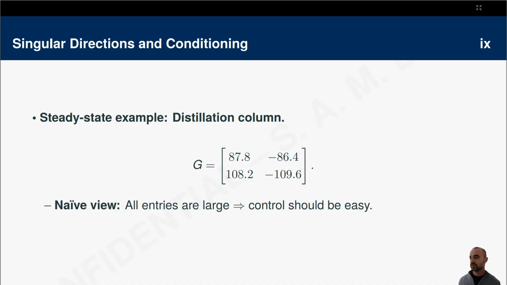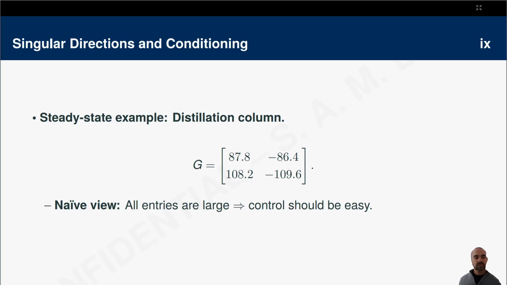Now let's take a look at another example, a steady state example. For example, a distillation column. We have already talked about an example of a distillation column, which is used, for example, to separate two gases from each other. The transfer matrix is, for example, 87.8, minus 86.4, 108.2, and minus 109.6. This is a classic real industrial process, not academic, so it's pragmatic and practical.